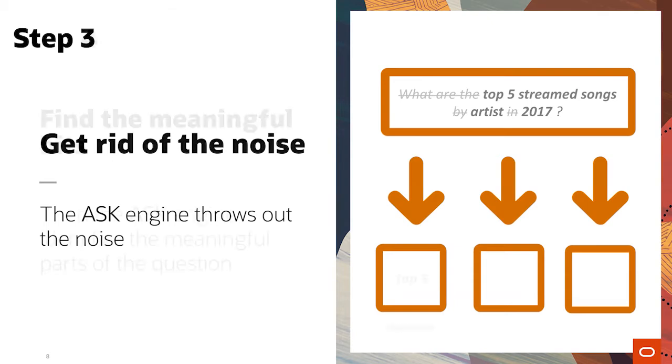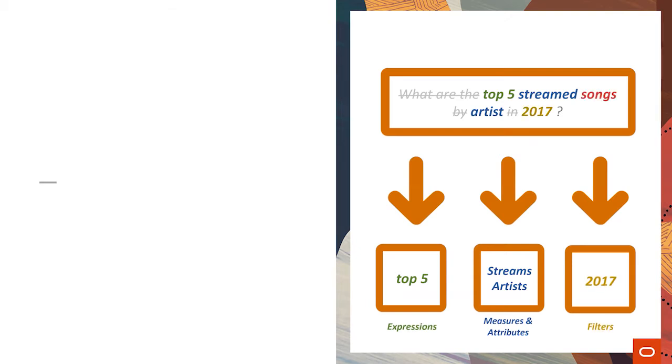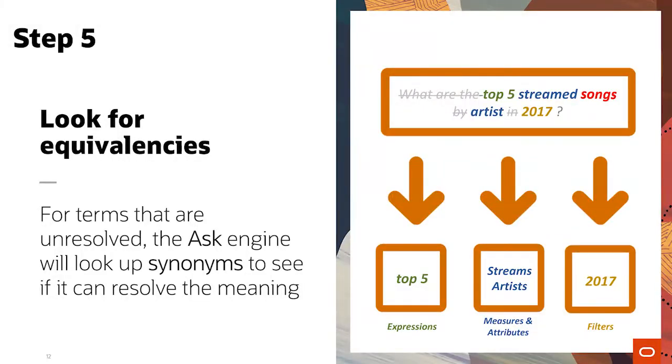Then the next thing we do is find the meaningful bits in your sentence. Here there's a really interesting bit, top 5, so we can relate that in analytic terms to an expression. You've got words like streamed and artists; we can relate those back to measures and attributes in the Spotify dataset. And then 2017, well, 2017 is a year. Believe it or not, the word song in this sentence doesn't have a match in my Spotify dataset.